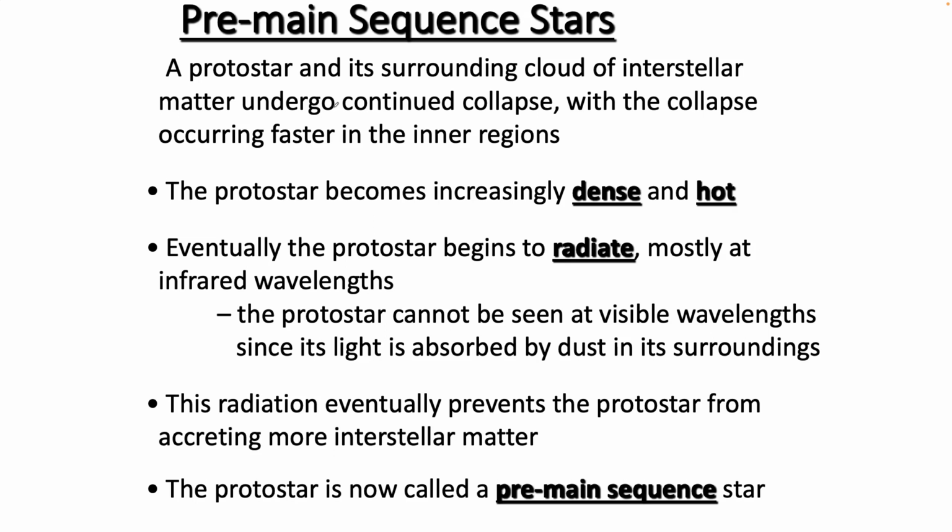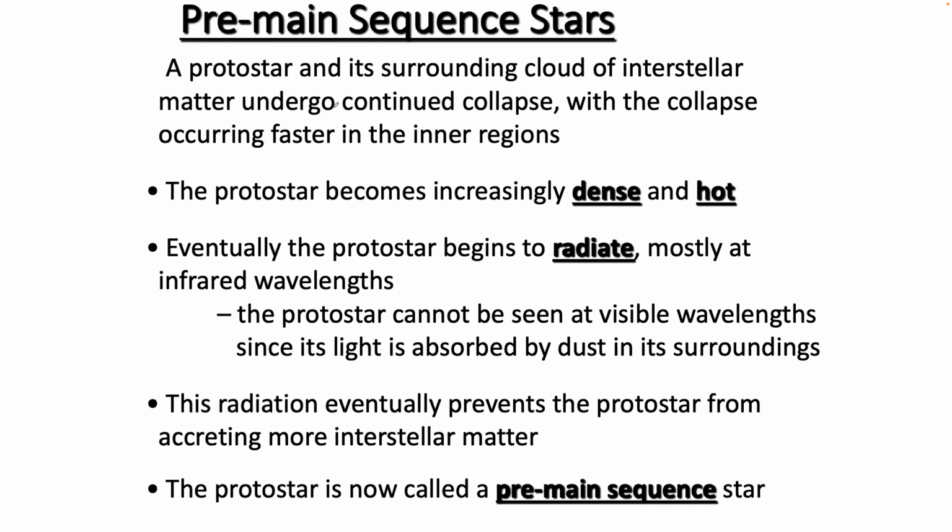The protostar cannot be seen at visible wavelengths since its light is absorbed by dust in its surroundings. You don't expect to see a protostar when you go outside and look at the sky. Even though it begins to radiate mostly in the IR region, not in the visible region, you cannot see protostars at visible wavelengths, because this visible light will be absorbed by the dust around the star.